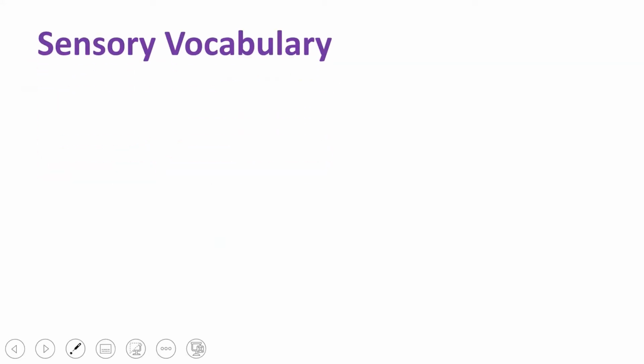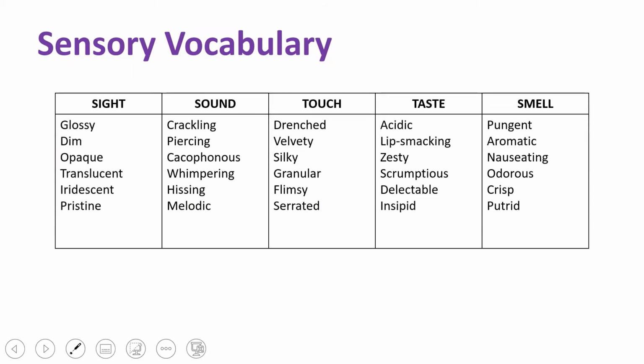So, previously we've been introduced to sensory vocab, and we completed this table. Words to describe things in the 5 senses. Now, there are hundreds and hundreds of sensory vocab that we could use. This is kind of the basics. And interestingly, not many of us were using sensory vocab to describe the image or our story.